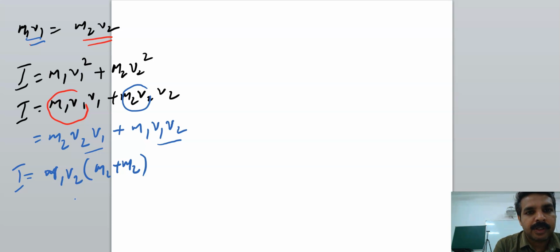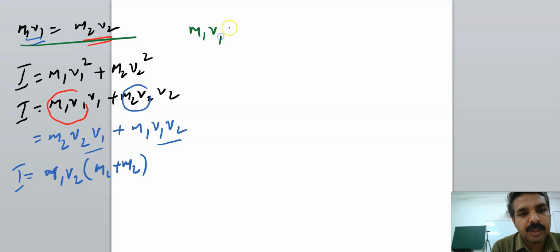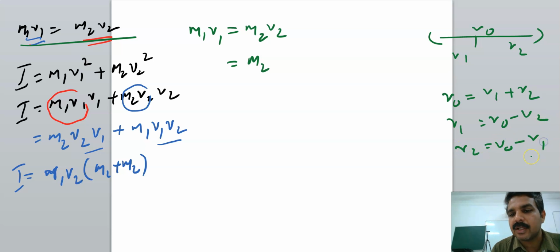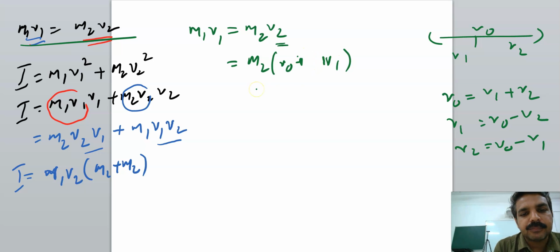Now another step: from m1 r1 is equal to m2 r2, that is equal to m2 into r2. For r2 we know that the total length r0 is equal to r1 plus r2. Therefore r1 is equal to r0 minus r2, and r2 is equal to r0 minus r1. Substituting this for r2 we can write m2 into r0 minus r1, and that is equal to m2 r0 minus m2 r1.